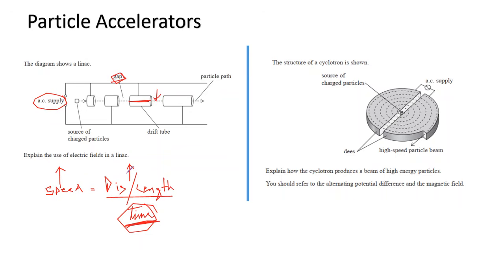And when it comes to cyclotrons, the particles are accelerated between the Ds. These are called Ds, by the way. Particles are only accelerated between the Ds. And there is an electric field only between the Ds, but there is a constant magnetic field acting on the particles, perpendicular to the direction of its motion, causing it to move in a circular path.